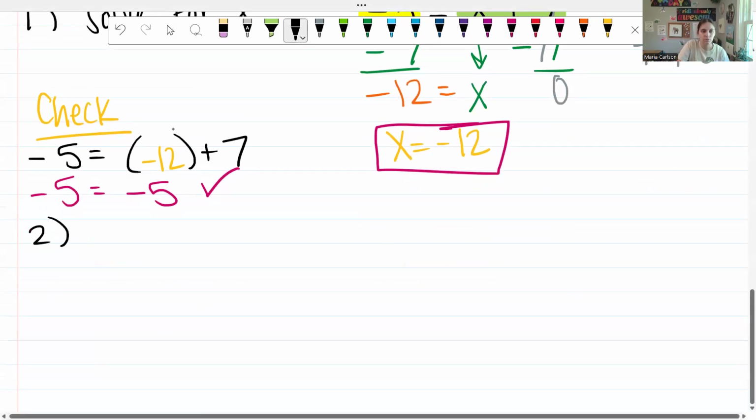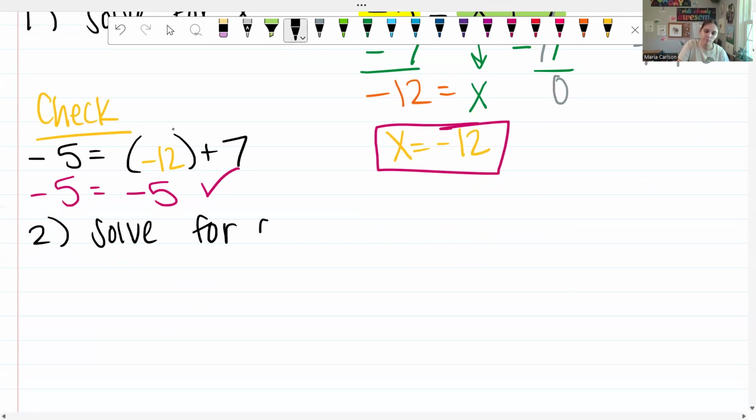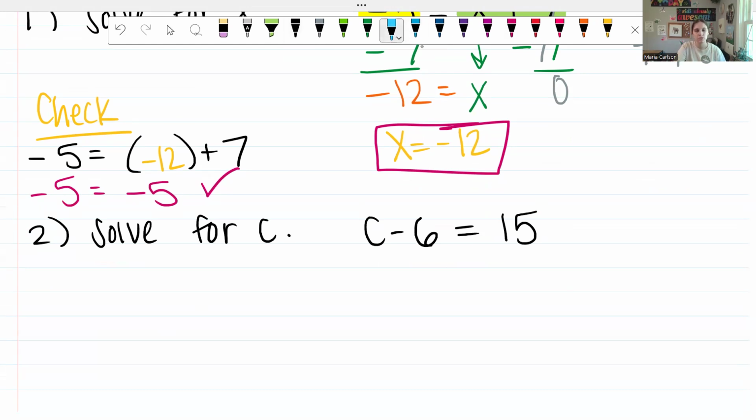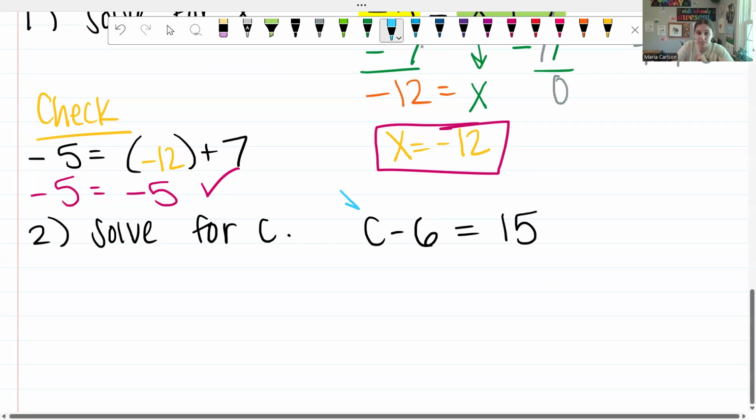Number 2, we're going to solve for c. C minus 6 is equal to 15. And some of y'all might be able to do this just kind of by looking, and that is totally fine too. Just know that later on, there's going to be some where you can't just kind of see the answer. So I am going to look at what our variable is here, which is c, and I want to figure out what is c equal to.